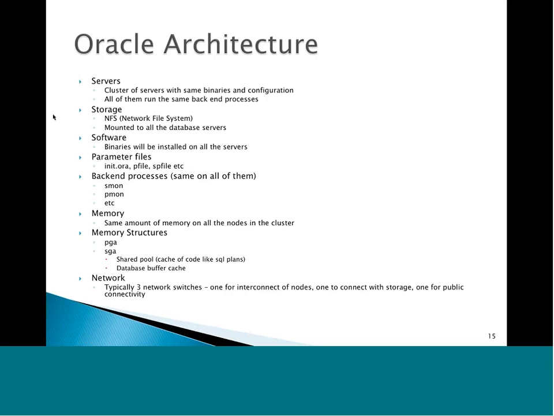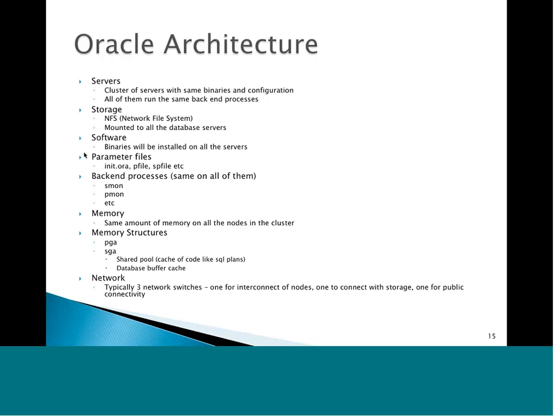For storage, we will use a network file system, and it will be mounted to all the database servers. And software will be binaries that will be installed on all the servers. And then parameter files. So whether it is Oracle or Hadoop, anything, if you think about it, these are the components which you will have. You will have servers, storage, software, parameter files, backend processes, you have to configure your memory, and also you have to take care of the network. So these are standard things which you need to understand to deploy or build systems with any software.